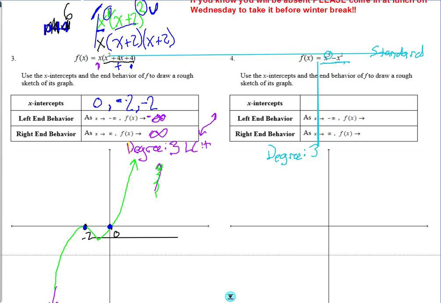So when you're in factored form, like on the left, you add together your exponents. When you're in standard form, where it's all addition and subtraction, all you do is look at the highest exponent. But now to find the x-intercepts, we actually do need to factor x cubed minus x squared.